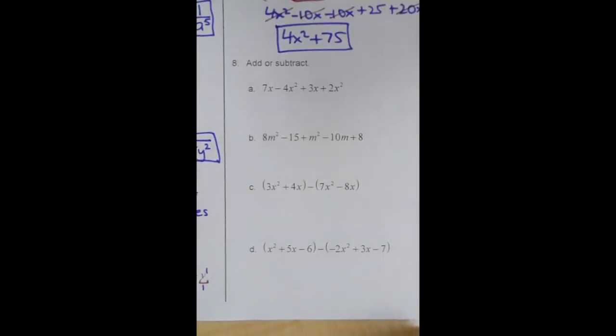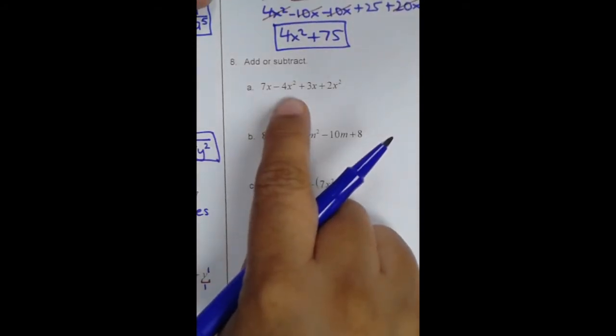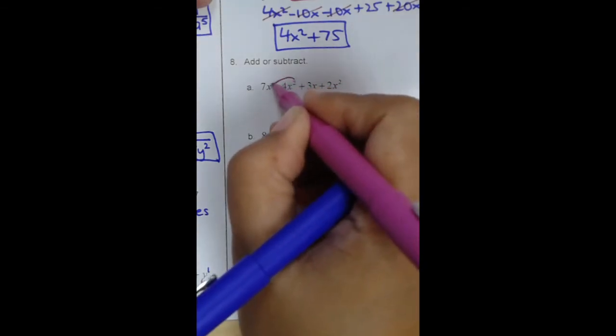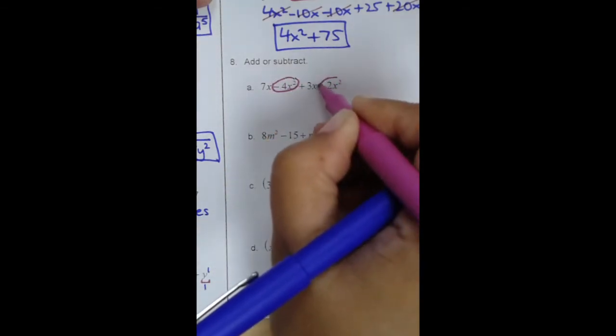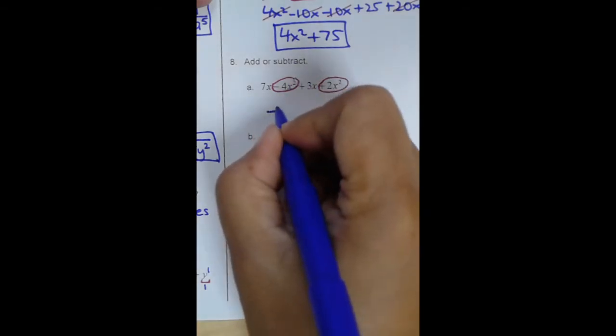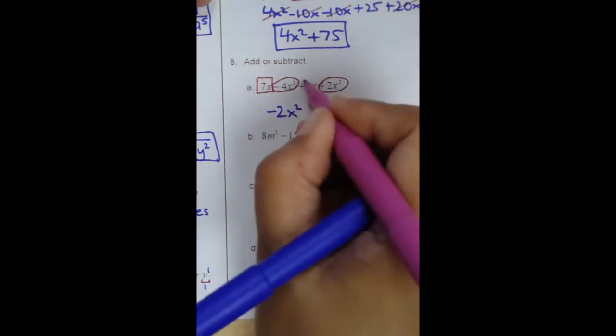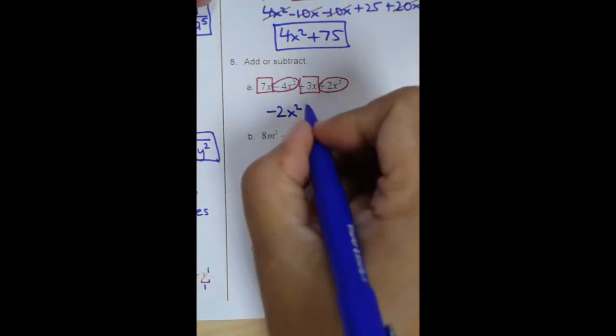So what we're going to do is go ahead and first just look at like terms. Start with the highest power. The one with the highest power is x squared. So we're going to put these together. Negative 4x squared and a positive 2x squared. That gets you a negative 2x squared. Next, I'm going to put my x's together, which is a 7x plus 3x. And that gets you 10x.